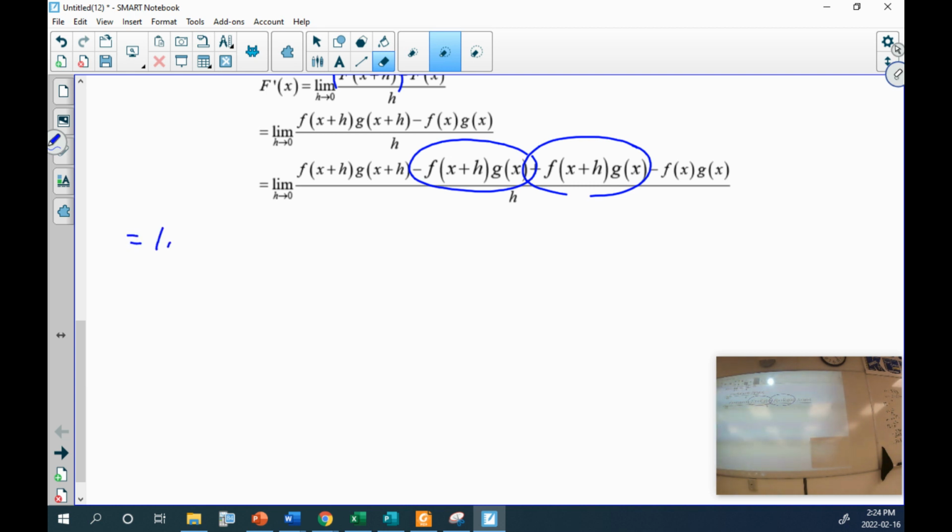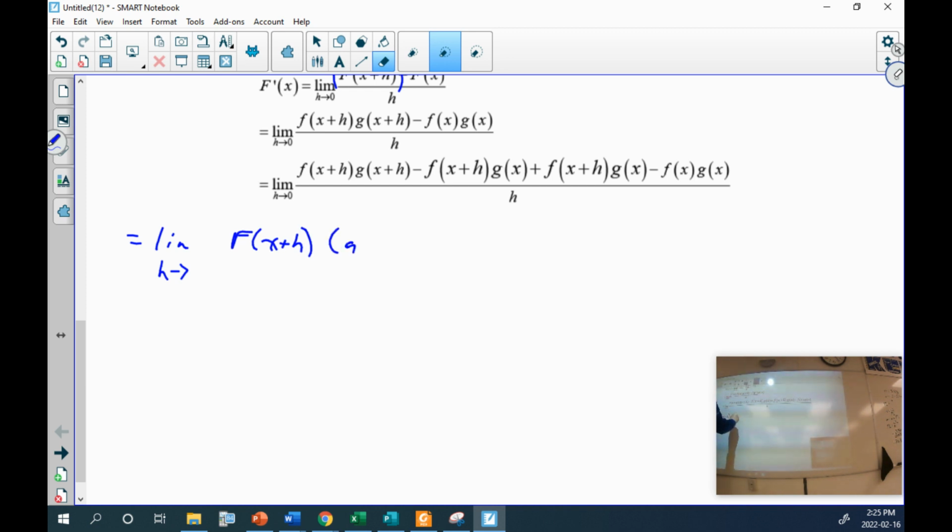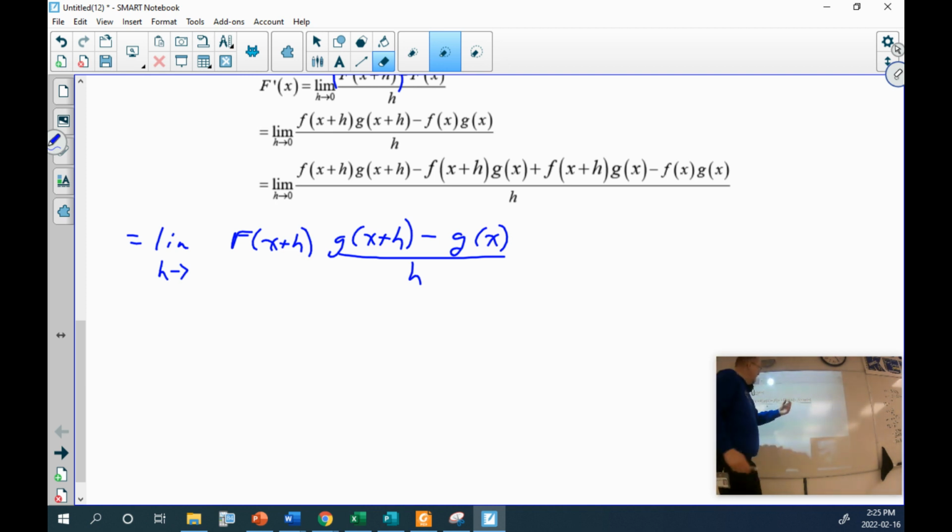Now, what that does is, we're going to do some partial factoring. What's common to the first two terms here? F of x plus h. That leaves me with g of x plus h minus g of x. And I'm going to split the fraction also and put the h underneath there. Okay? What's common to these two terms?